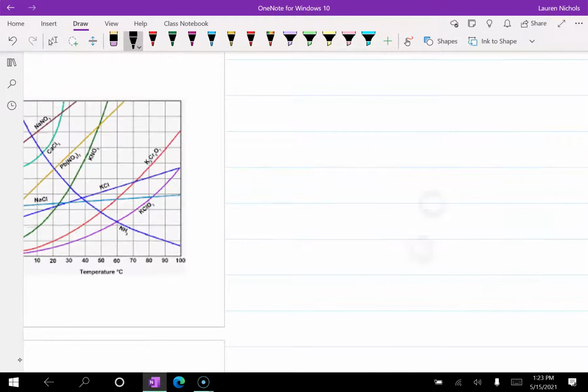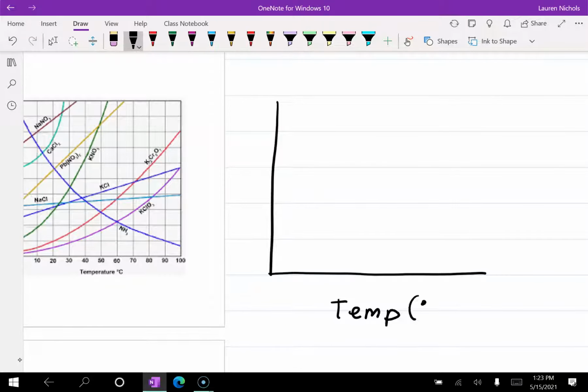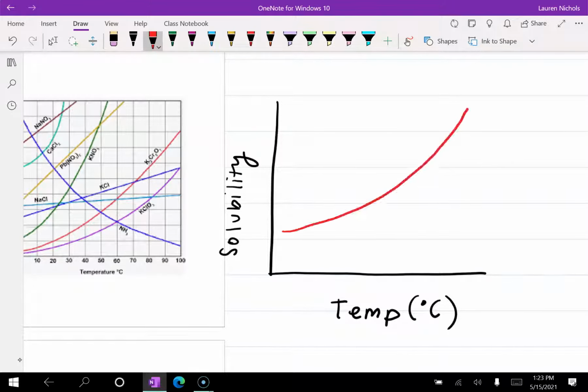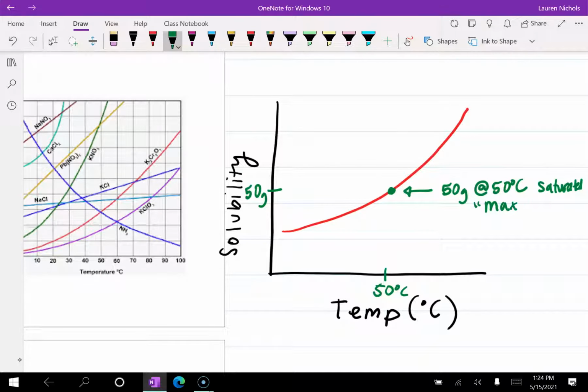So I'm going to simplify this graph for a moment and give us a fake graph that I'm going to totally make up. But if, for example, we're talking about solubility and we're looking at this line, and let's say we're looking at 50 degrees Celsius, and that this point here is 50 grams, okay? So that point, 50 grams of whatever solute at 50 degrees Celsius, is saturated. That is the maximum amount, okay?